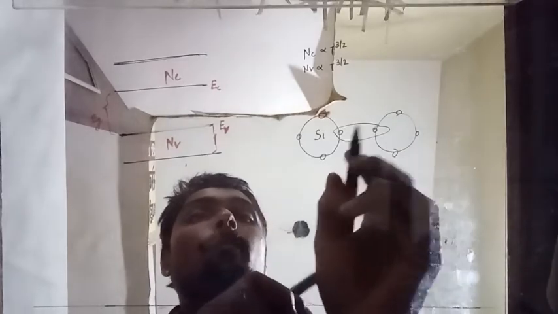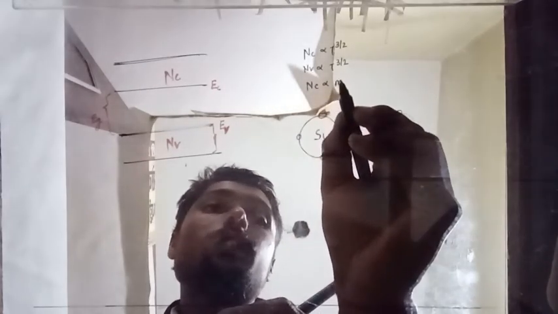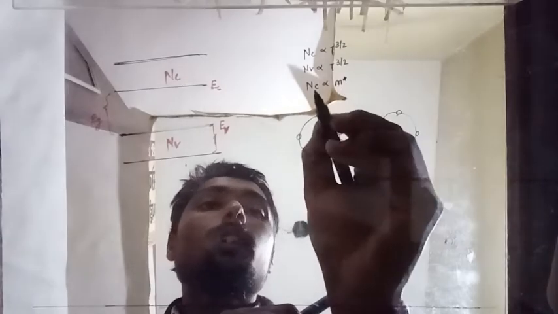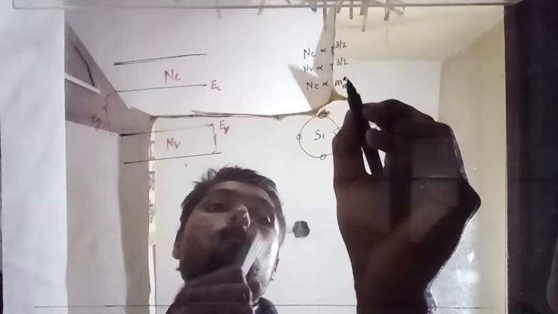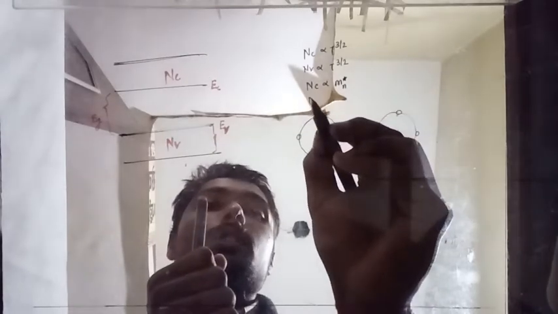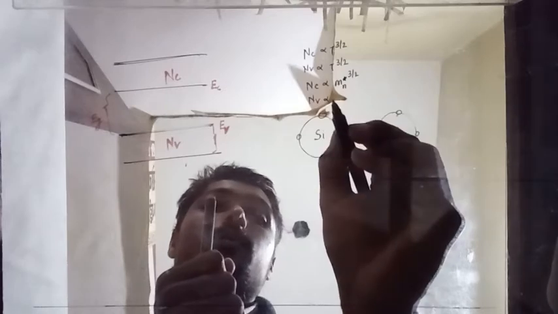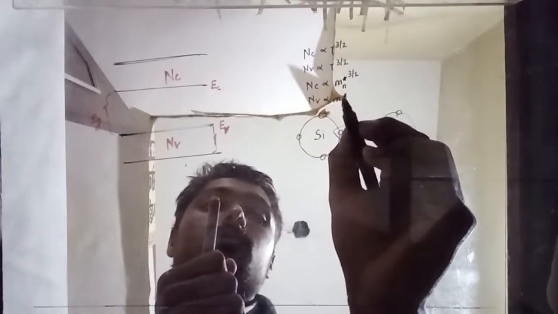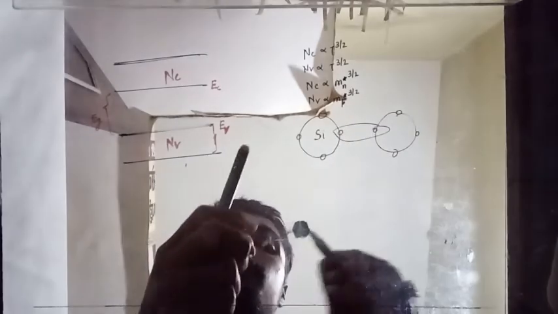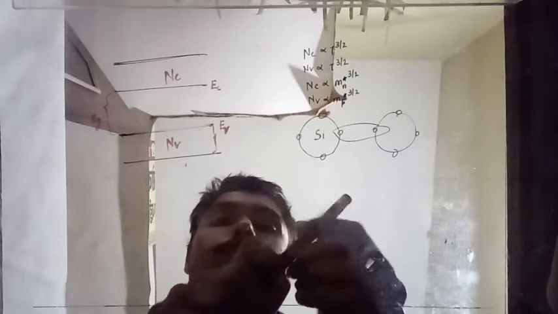Alright, and NC is again proportional to the effective mass of electrons. In the conduction band, electrons will be there. You all know, I think, the effective mass of an electron. Similarly NV will be proportional to the 3/2 power of the effective mass of holes. Alright, effective mass is the criterion that decides what will happen here.